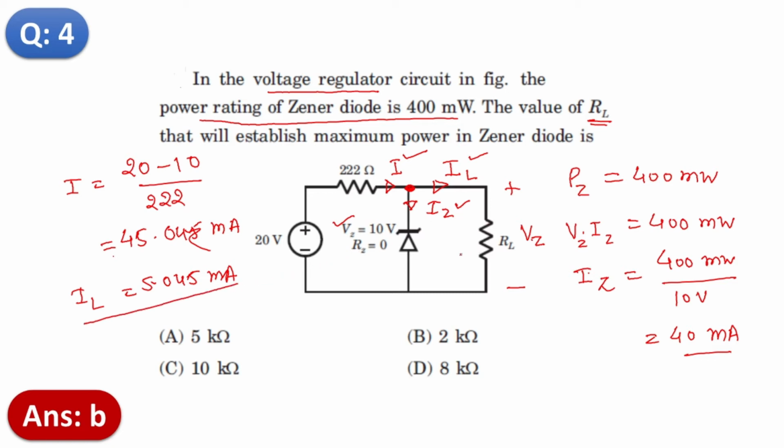From this we can calculate RL. So RL is Vz divided by IL. Vz is 10 divided by 5, so it will be approximately 2 kilo ohm. So the correct answer is B.